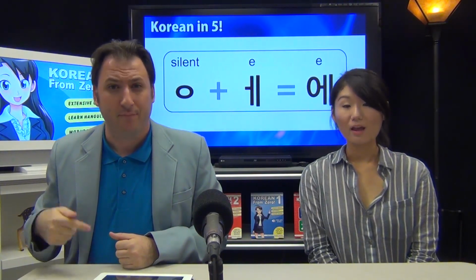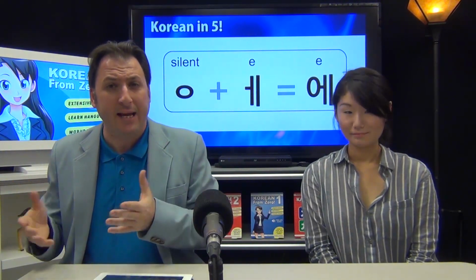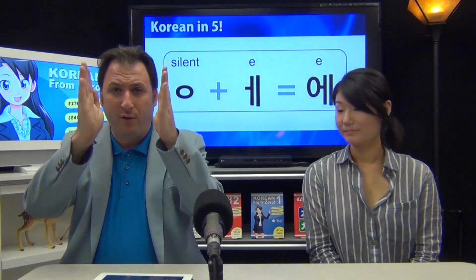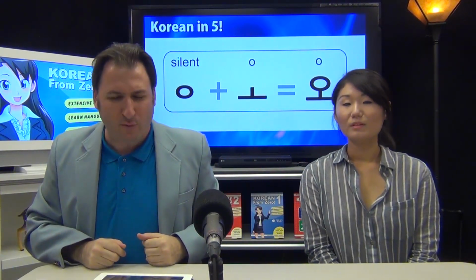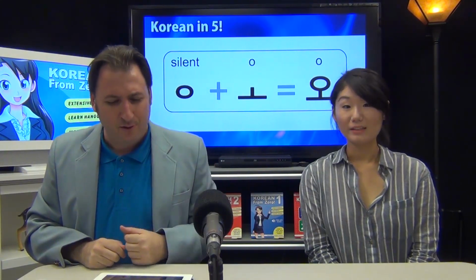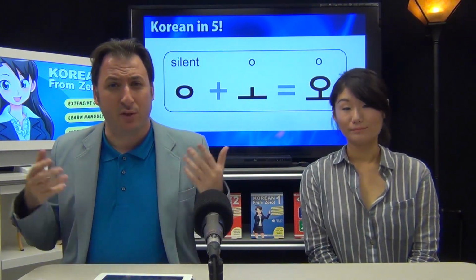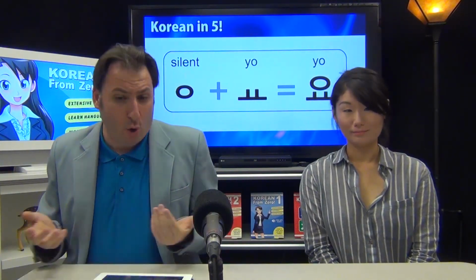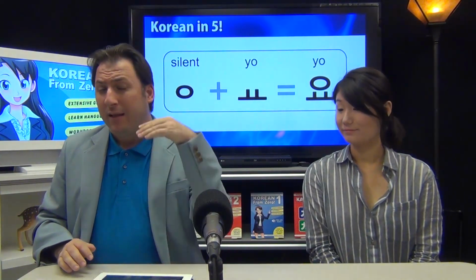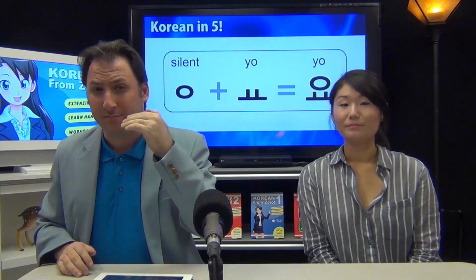Let's look at another one. 이응, 에, 에. Right. 이응 plus 에 is just 에. Now, both of those were stand-ups. Now let's look at some lay-down types. Over time, you'll understand which one is which. 이응, 오, 오. So it's just 오. Let's look at another one. 요. 요.